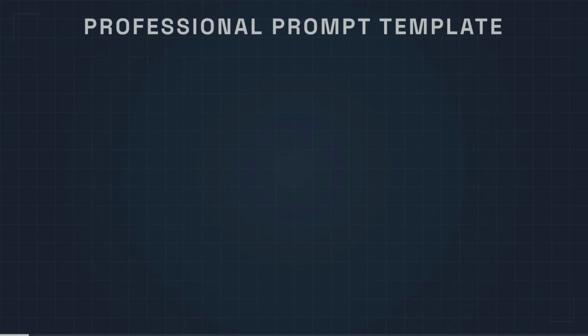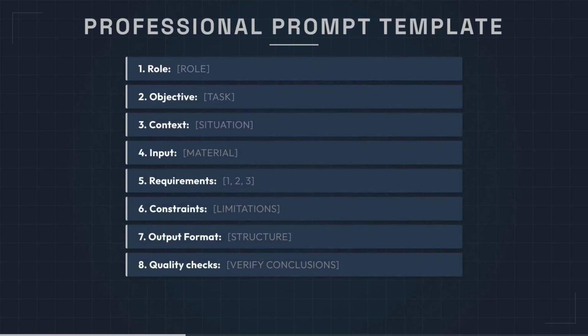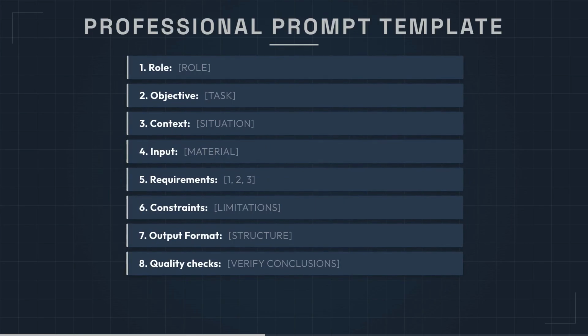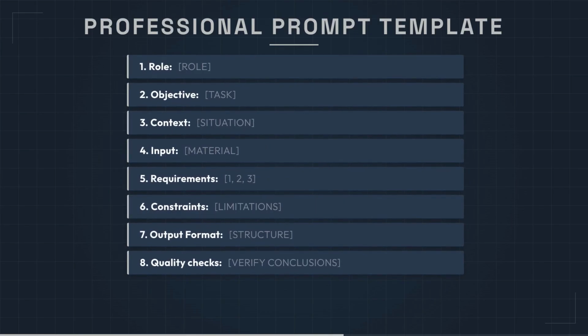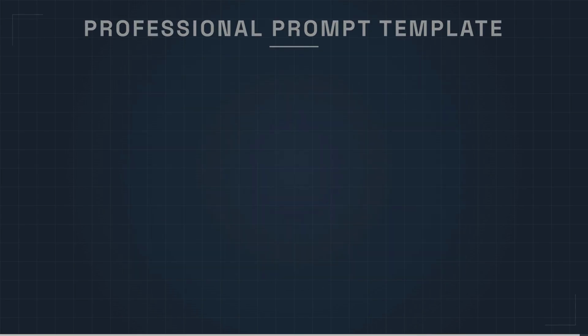To help you apply these principles instantly, I have prepared a reusable professional prompt template that combines all 7 elements of our formula. You can shorten or expand this template for any project. The template reads: you are acting as a [role]. Your objective is [task]. Context: [situation]. Input: [material]. Requirements: 1, 2, 3. Constraints: [limitations]. Output format: [structure]. Quality checks: verify conclusions. Let's look at a complete practical example of how this template transforms a real-world task.